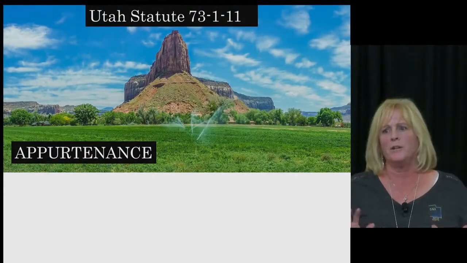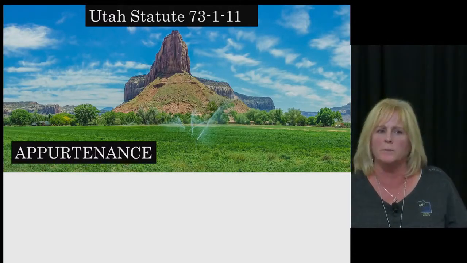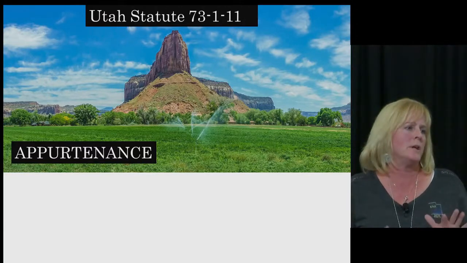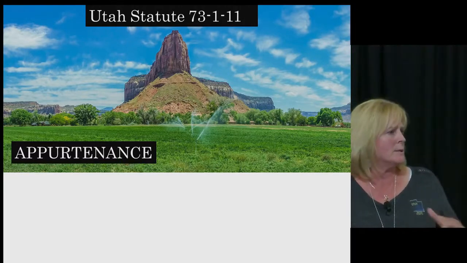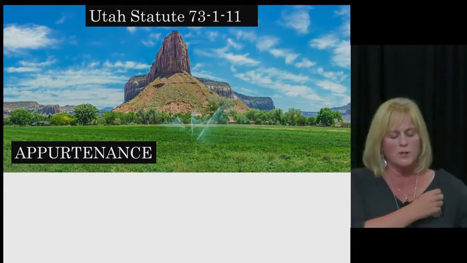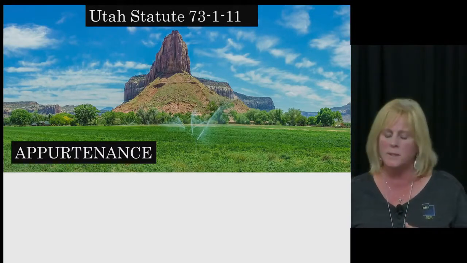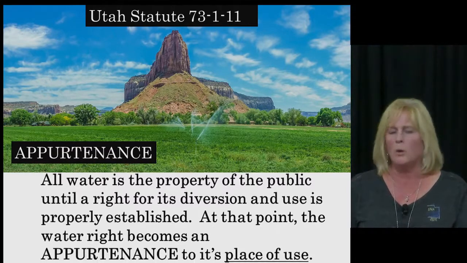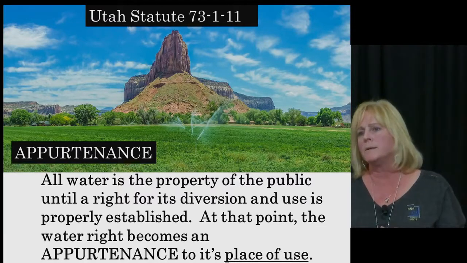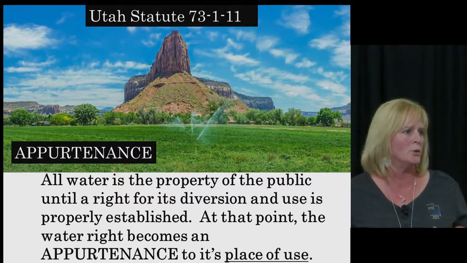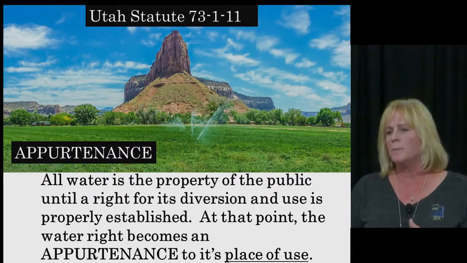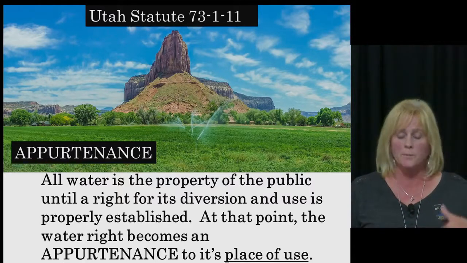But, okay, appurtenance. What is the definition of appurtenance? That is always the question, because people are going, what is appurtenance? Maybe a more familiar definition to you would be an incidental right, such as a right-of-way attached to a principal property right and passing with it. But the definition of appurtenance with water rights is: all water is the property of the public until a right for its diversion and use is established. At that point, when it's established, the water right becomes appurtenant with its place of use.